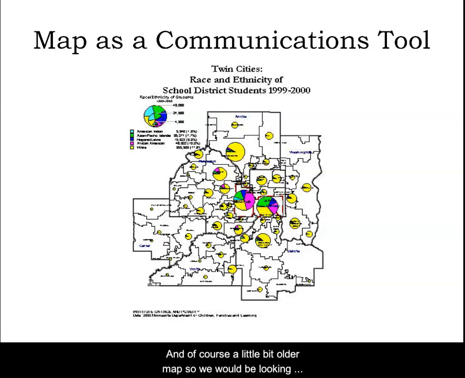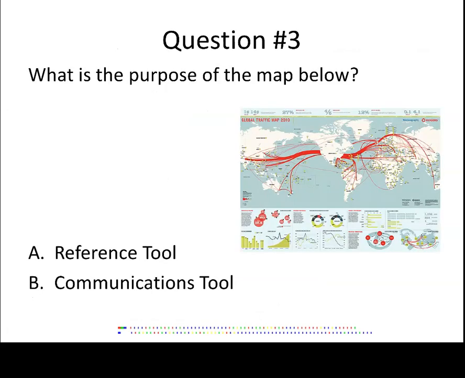And of course, a little bit older map, so we would be looking back historically here 20 years ago, what was the racial and ethnic distribution. Today, it would very much look different. The circles would be different in size, and certainly the colors of the pie would change as well.